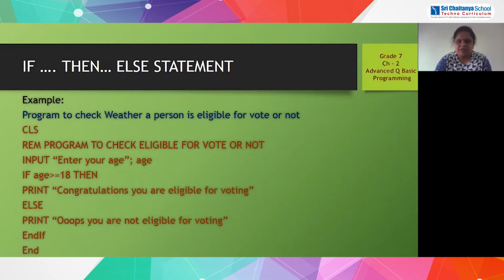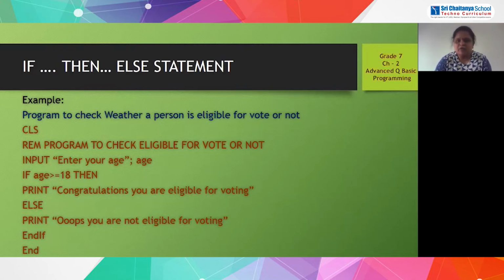Now, next I'm checking using the IF condition. If age is greater than or equal to 18, then what should it do? It should print "Congratulations, you are eligible for voting". Else, if the condition is false, then what should it do? Then it should print "Oops, you are not eligible for voting". Okay, then END IF. END IF will end the if statement, then END will end the program.